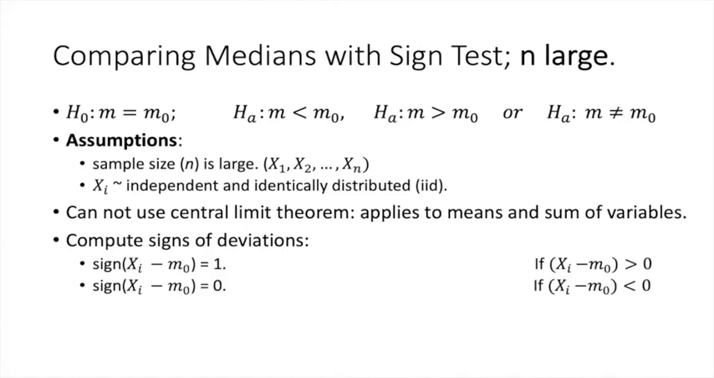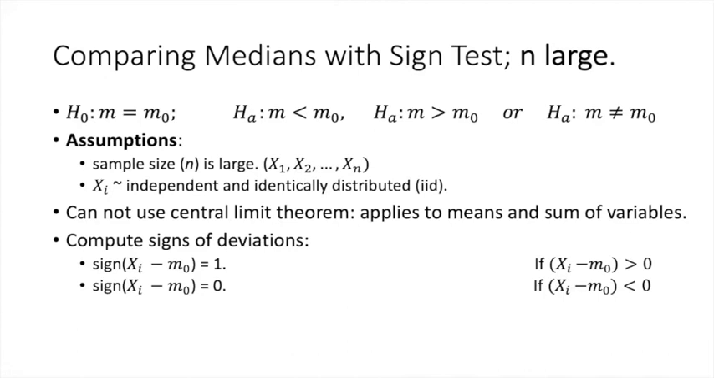Instead, we check how often the observed data is above or below the population median m naught. Obviously, if the data is distributed equally around the median, then this median is the true median of the population from which the data is coming. Hence, we compute the sign of deviation from the median. If a sample point is above the median, its sign is considered 1, otherwise its sign is 0.